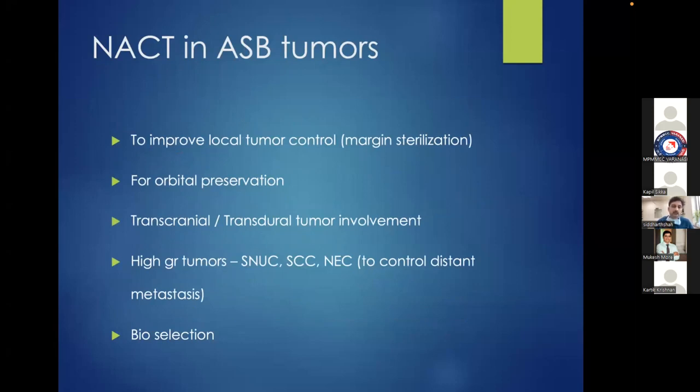the thought behind giving NACT in anterior skull base tumors is to improve the local tumor control rate, so margin sterilization for orbit preservation. If there is a transcranial or transdural extension, to downsize or shrink the tumor. For high-grade tumors, in view of distant metastasis and aggressive behavior, to control the tumor growth, and also for bioselection.